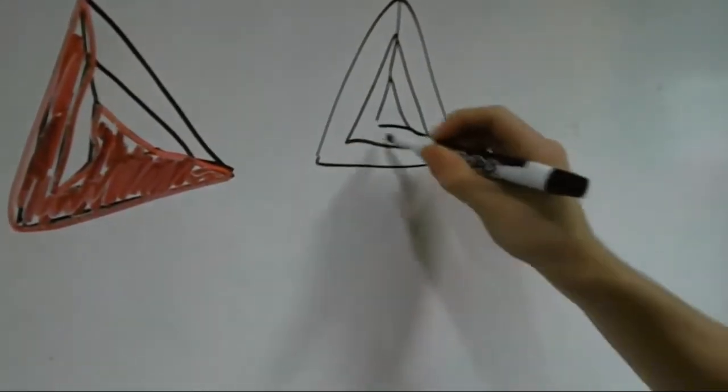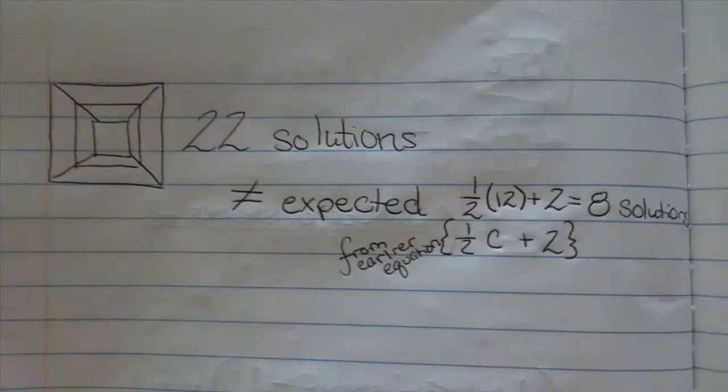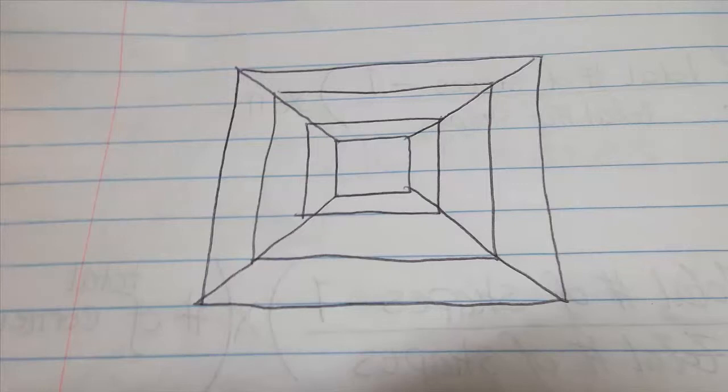Now that we have found a new pattern for the odd polygons, let's consider the even polygons. Square within a square within a square yields 22 possible Hamilton cycles, which doesn't follow the equation we had expected. So let's consider a square inside of a square inside of a square inside of a square.